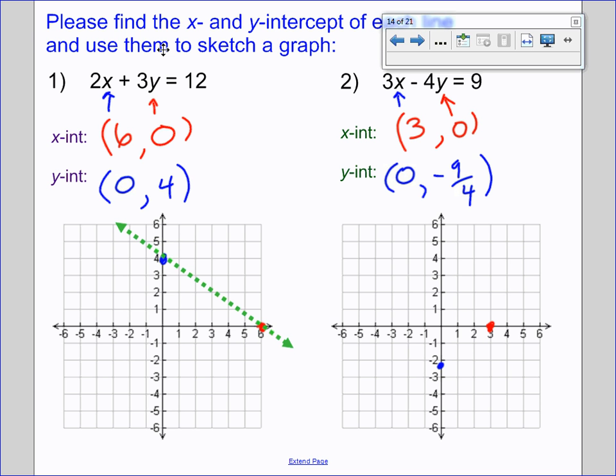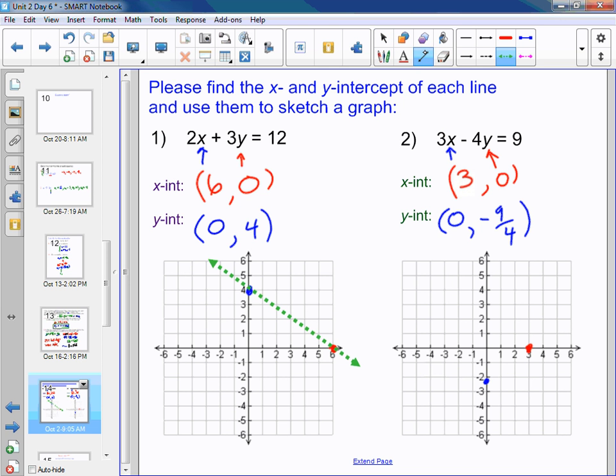And then I can connect them with the line tool. You guys can use your rulers. Pretty sweet.